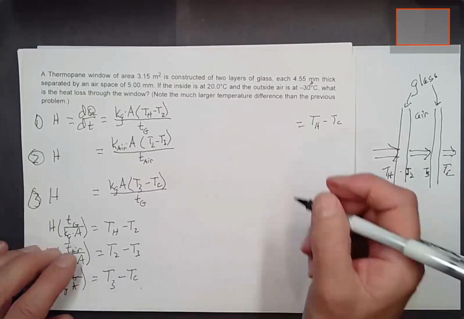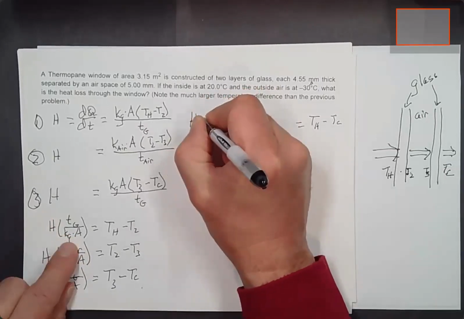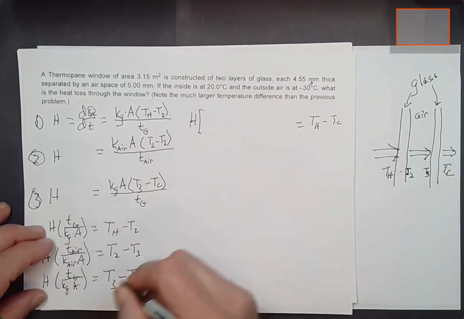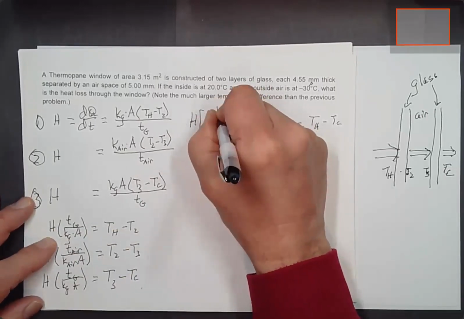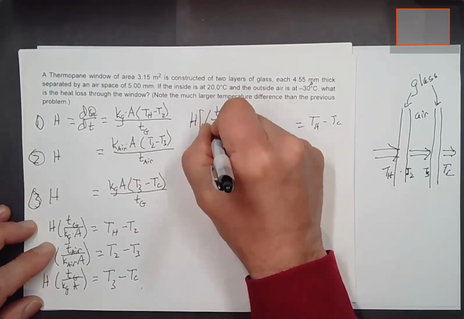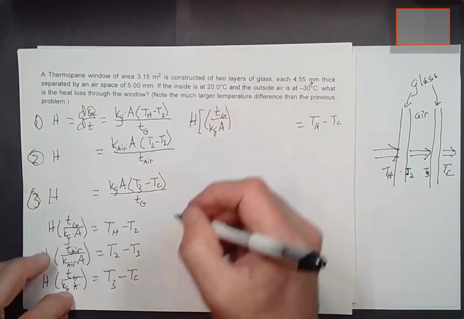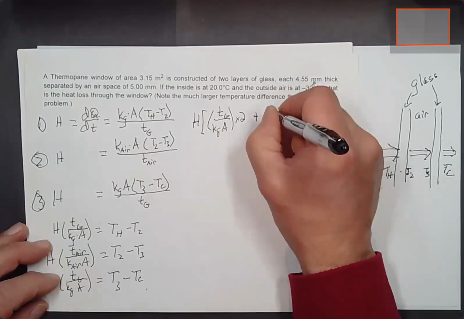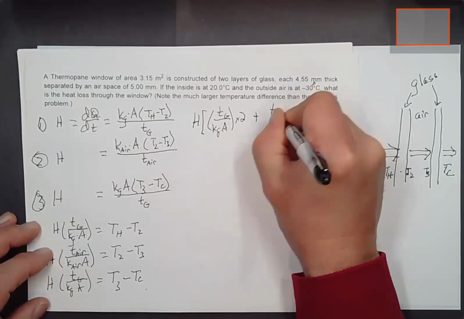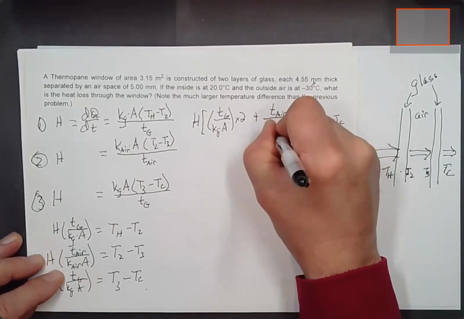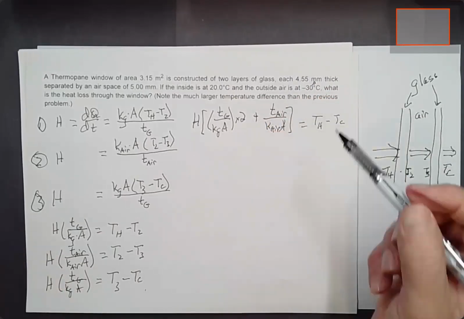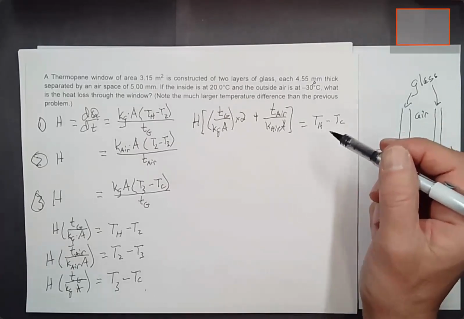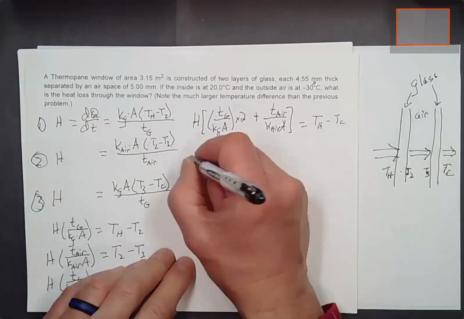But let's go ahead and write this out here. I'll have H times this stuff, H times this stuff, and H times this stuff. I'm going to put the H's outside and just have these things all in parentheses. So I'll have T sub G over K sub G A. In fact, I've got 2 of those for the 2 panes of glass. And then I'll also have T sub air over K sub air times A. Well, I just have to divide by this and I can solve this thing.